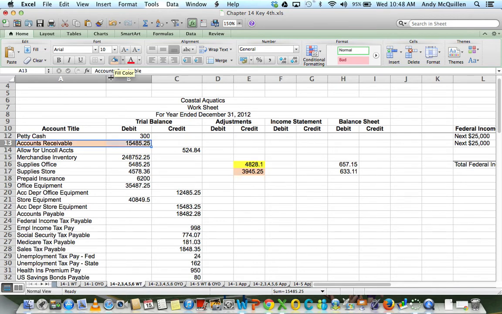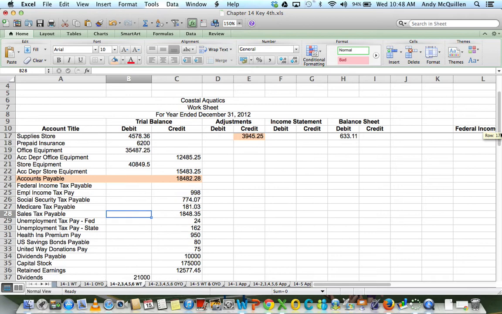The first one is accounts receivable, and I'm on page 414 in the book. Accounts receivable needs to be put in, and the balance is a debit balance of $15,485.25. Accounts payable also needs to be entered, and that is a balance of $18,482.28. Sales is the next one.